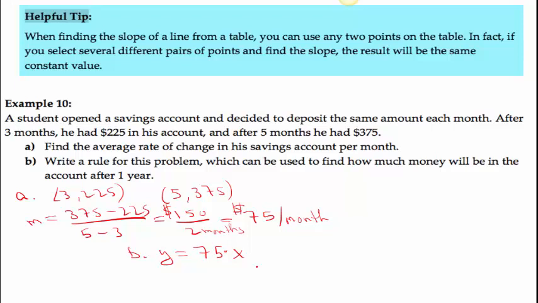Right? And then you can figure out how much money the student had after any number of months, right? So after 1 month, it would be $75. After 2 months, it would be $150, and so on and so on.